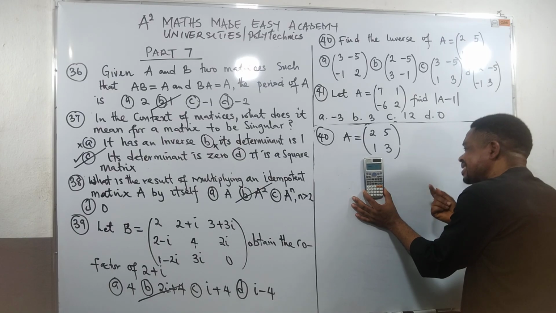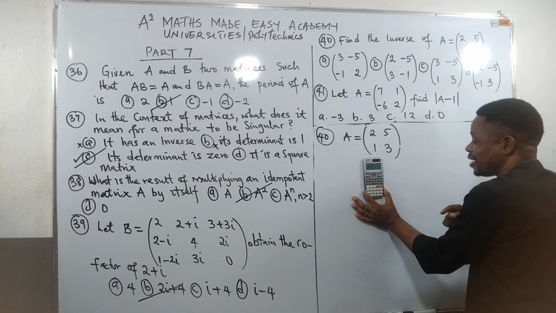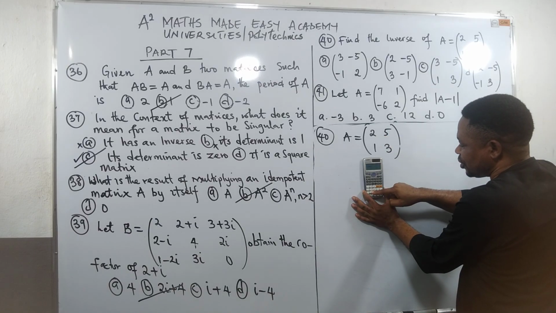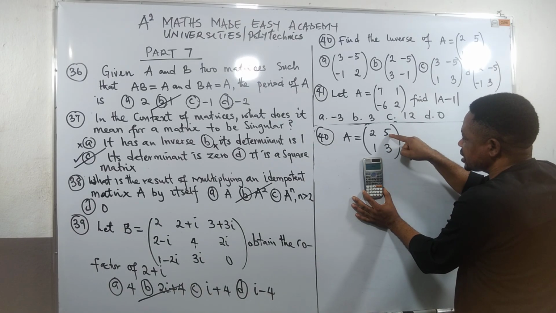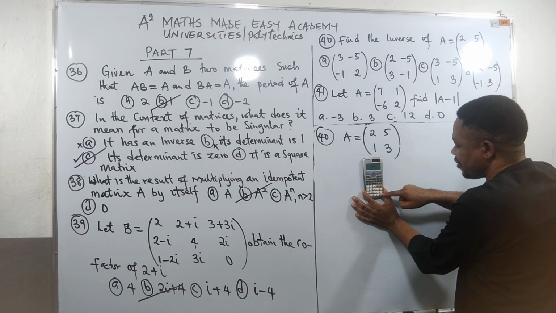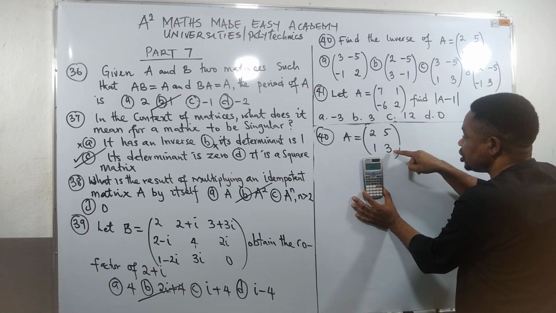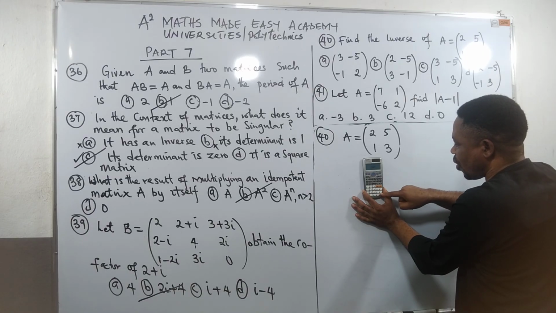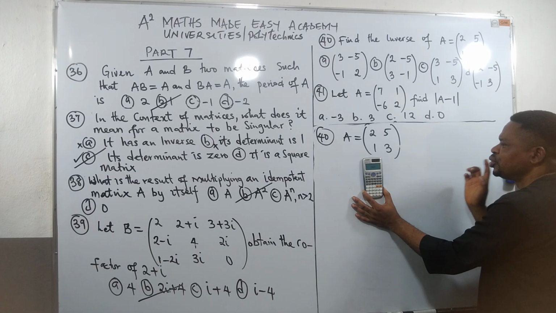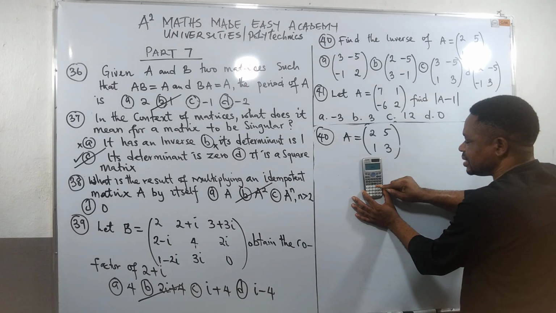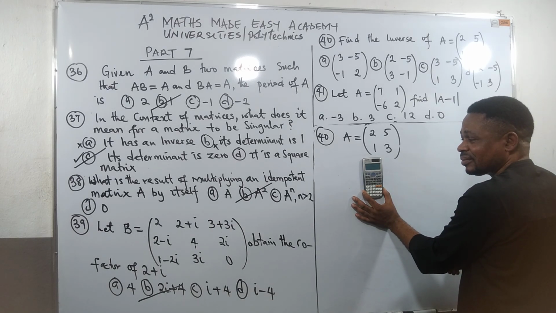Now, what is the next thing? Key in the values one after the other. What is the first number? 2. Punch 2 equal to. The second one is what? 5. Punch 5 equal to. The third one is what? 1. Punch 1 equal to. The fourth one is 3. Punch 3 equal to. That is the law. Then what did you do finally? Punch AC so that it will disappear.